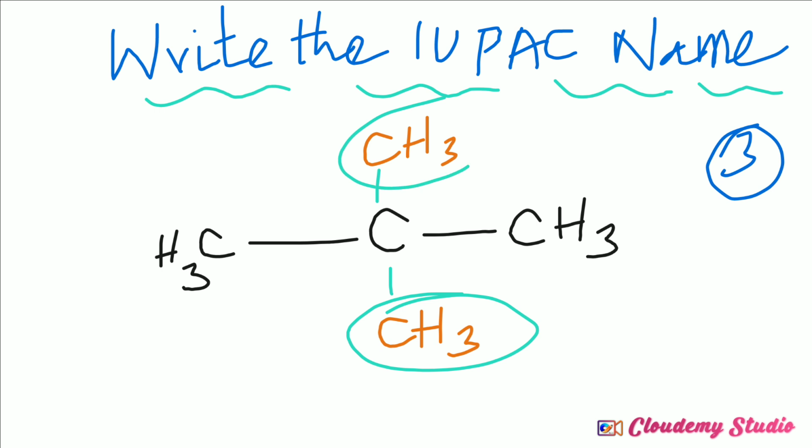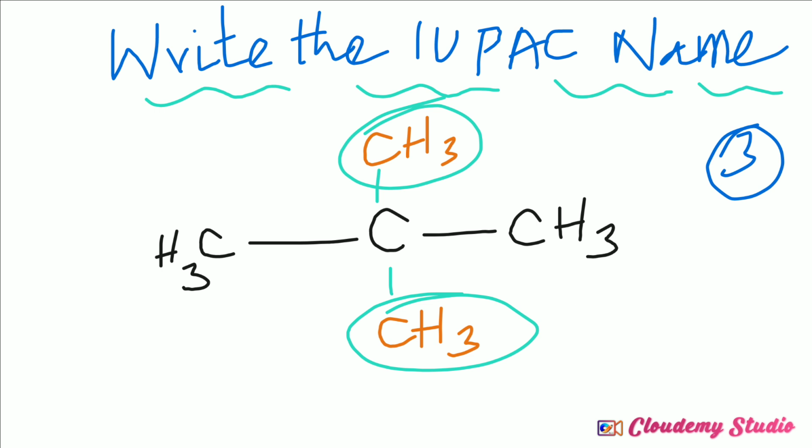Another substituent is attached here. So these substituents are attached to the middle carbon atom. On the middle carbon atom, 2 substituents are attached. Now we need to number the carbon atoms in the main chain. So 3 carbon atoms are there, and we need to number them so that we get the least numbers. Like that we need to find out.